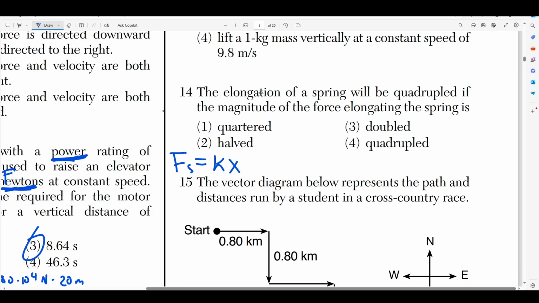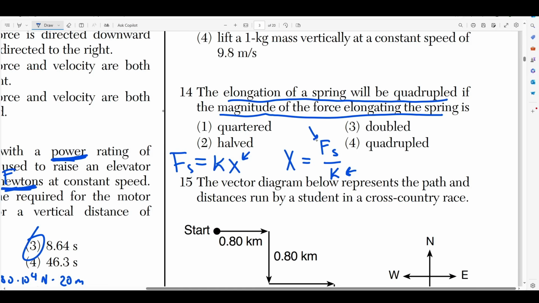Okay, so the elongation of a spring will be quadrupled if the magnitude of the force elongating the spring is what? Okay, so here we're talking about the elongation of a spring. So we're looking at x, and we're looking at what here will multiply x by 4. So all we have to do here is just solve for x. So if Fs, or the force on the spring, is equal to kx, we know that x, or the elongation of a spring, is equal to Fs divided by k. And notice that k is a constant, right? So k will never change. And here they're asking you by how much do I need to change my spring force, or the force applied to my spring, to make this x 4 times greater.